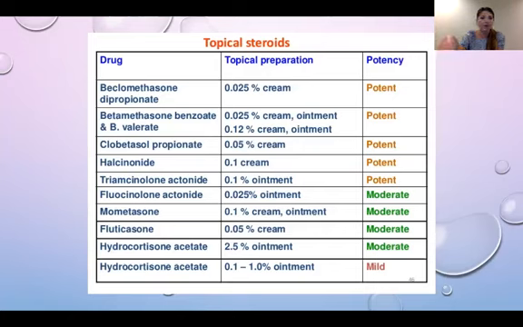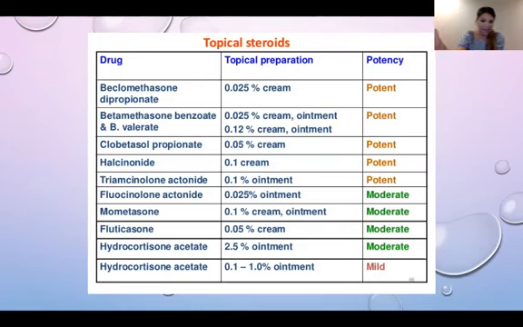Here's a little chart of topical steroids, going from the bottom up, from mild to potent. In children, remember, their skin is thinner, so it's going to absorb more steroid than an adult's would. So we always want to stick to low doses with children.